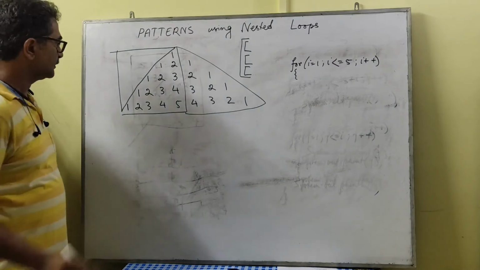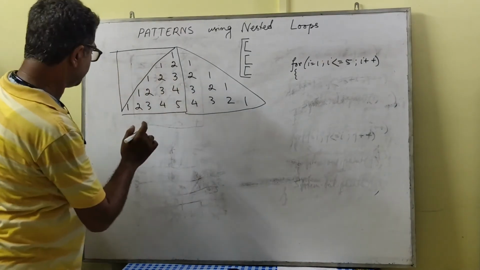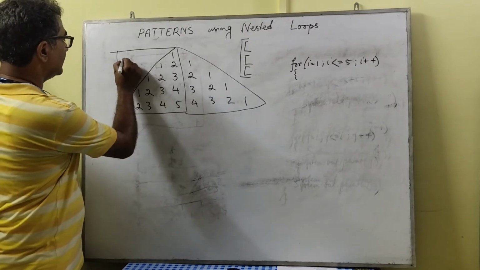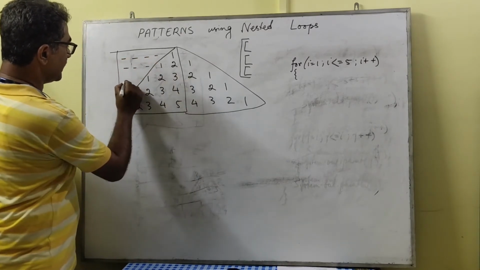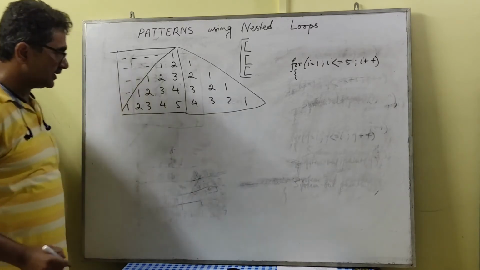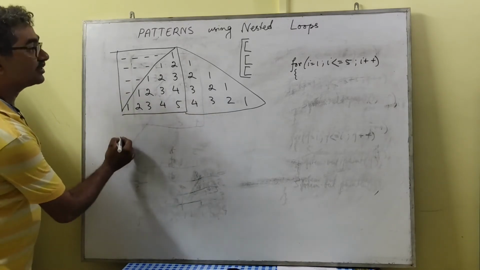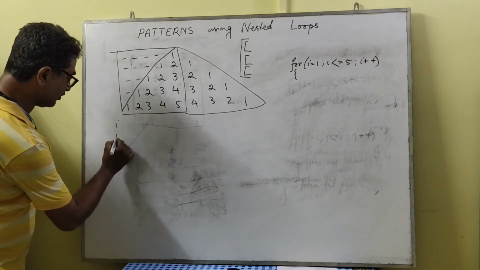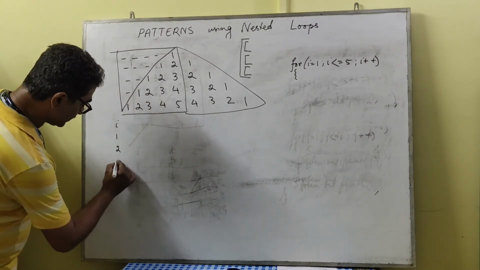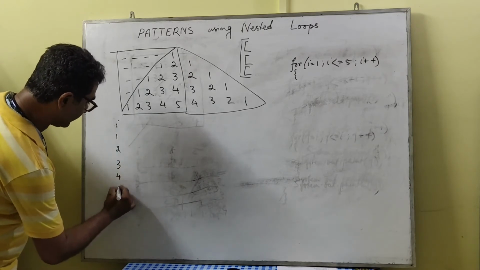Now, let me draw the spaces to make things easier. Here 1, 2, 3, 4. 4 spaces. Here 3 spaces, here 2 spaces, here 1 space. Okay. So the value of I has been assumed to be from 1 to 5. So 1, 2, 3, 4 and 5.